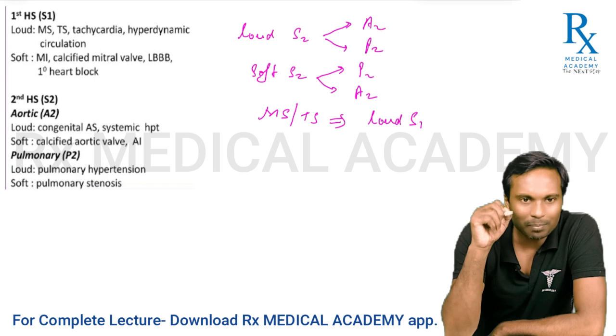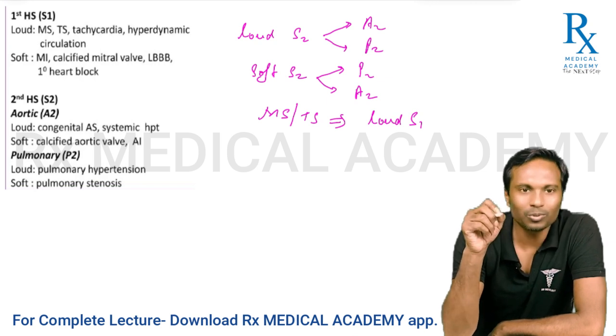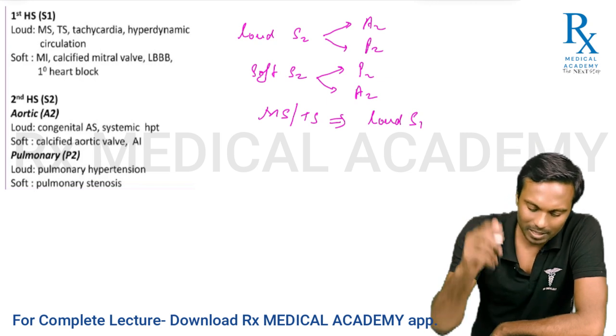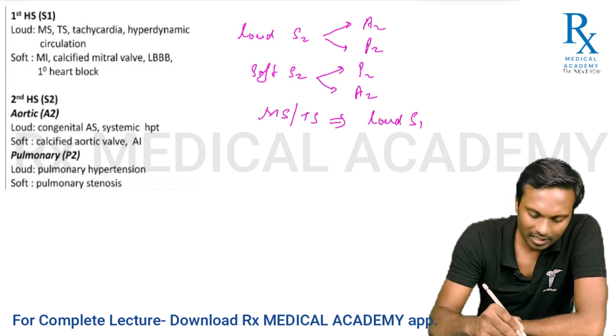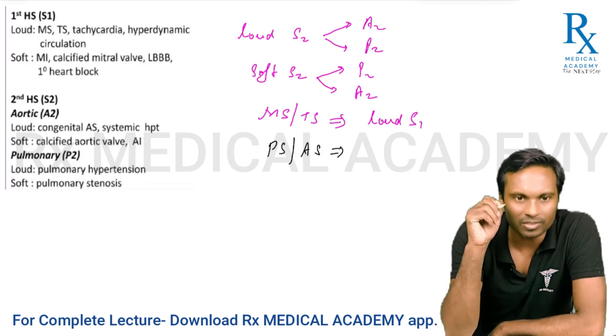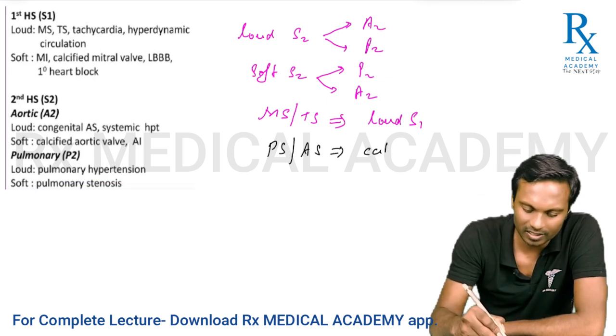But by applying this logic, you can conclude that in case of pulmonary stenosis and aortic stenosis, there should be loud A2 or P2. But that is not the case. In case of pulmonary stenosis and aortic stenosis, in majority of conditions, there is calcification of valves, right?